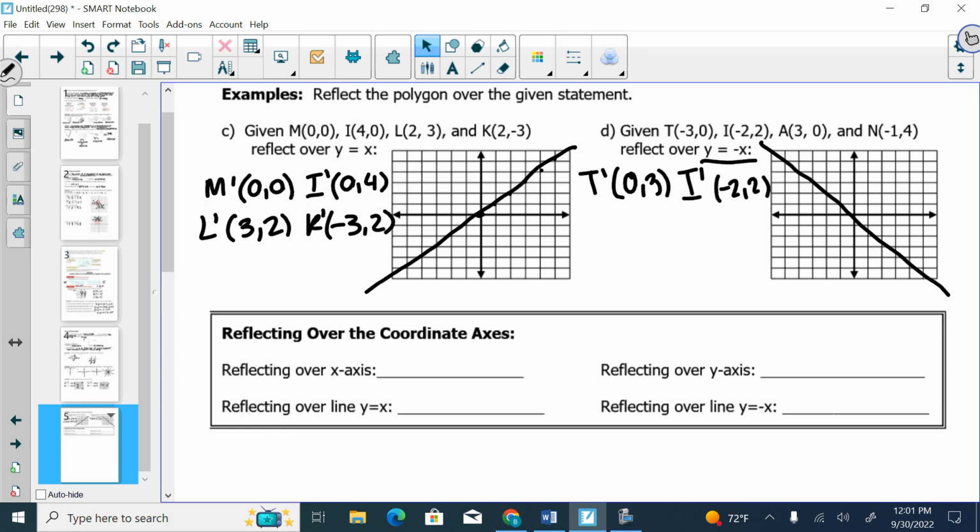Okay, for A, what would that one be? 0, negative 3, right, because we got to change that sign. And then for N, negative 4, 1. Very good.